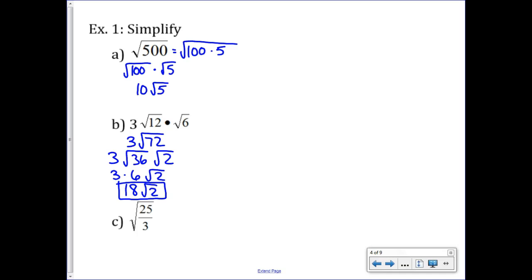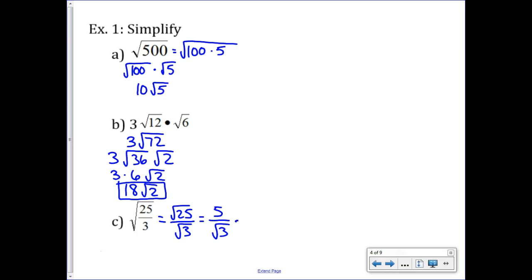Now in this one, we can use our division rule and put the 25 on top separate from the 3 on the bottom. Now, we know that the square root of 25 is 5, but one of our rules was that we cannot leave that radical in the denominator. So think back to Algebra 1 when we had to rationalize the denominator. We don't want to change the problem.